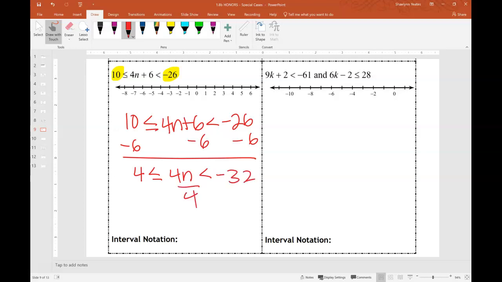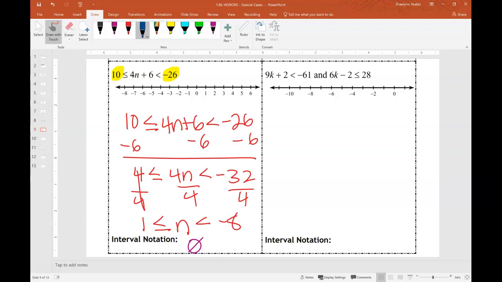Now we're going to divide all three sides by 4. And I get 1 is less than or equal to n is less than negative 8. Now this is where it's important. Is 1 less than negative 8? No. So that was fun. Our interval notation is no solution. And our graph is already done for us. It's beautiful and not colored in. Well, that was quite fabulous.